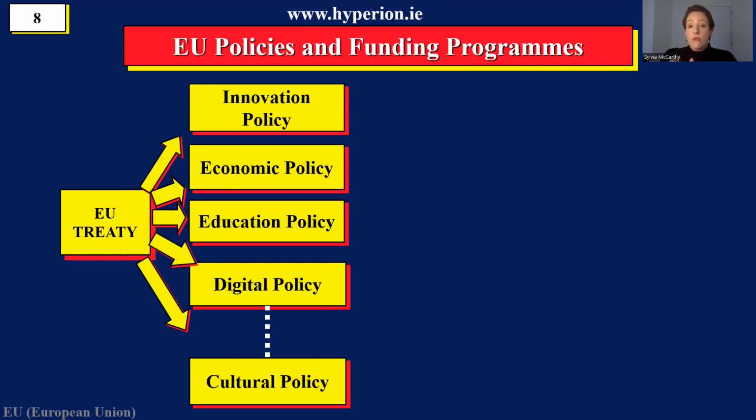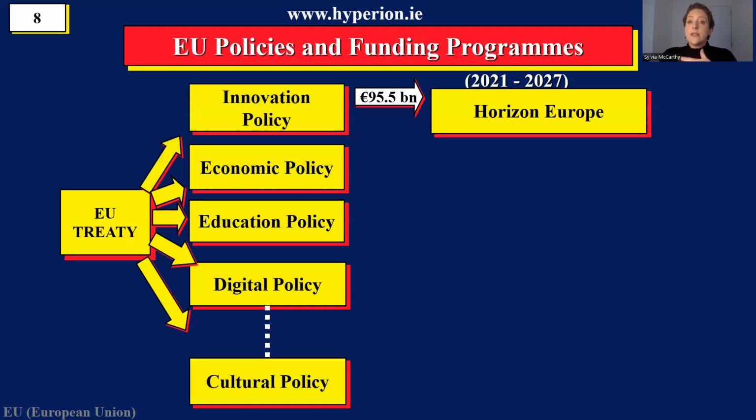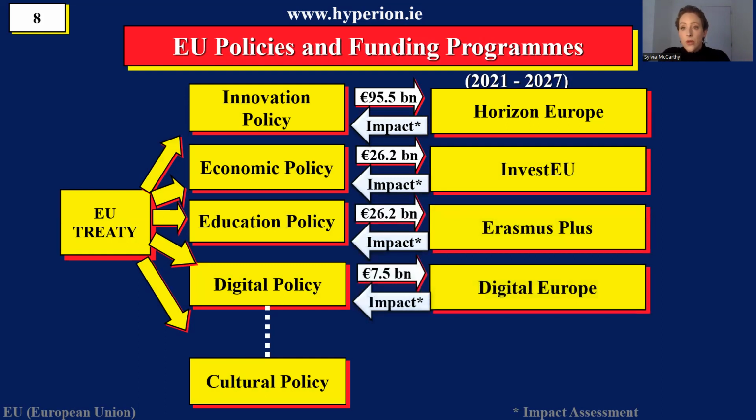Of course, right now we are more focused on Horizon Europe and the 95.5 billion euro that's being used over the 2021-2027 period. But of course, there are going to be those among you who are interested in economic policy, education policy. But the most important word here is impact. Impact assessments of the funding programs as a whole, impact coming from the individual projects funded by those programs. So impact is a word that is never going away when it comes to these huge sums of money that are being put into these funding programs.